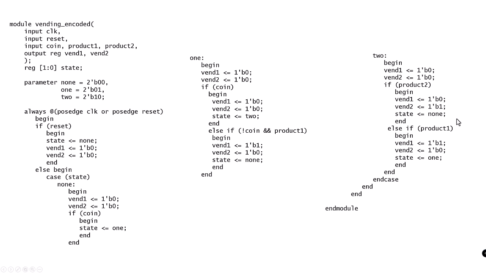This is the Verilog description of the state machine. We use the parameter statement to give the encodings for the symbolic states.